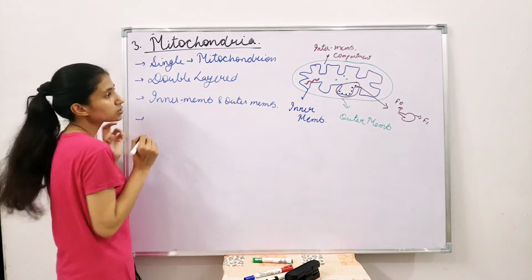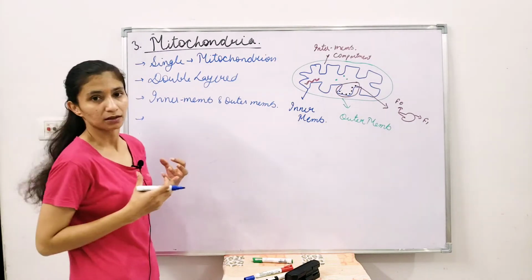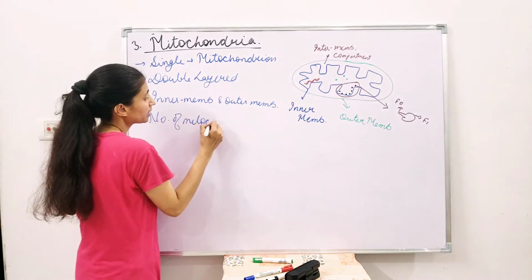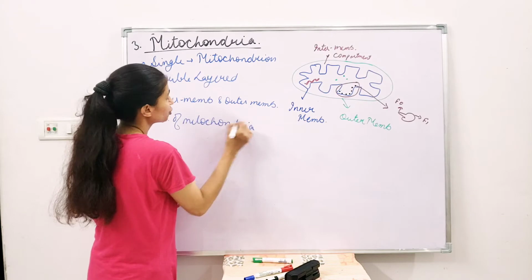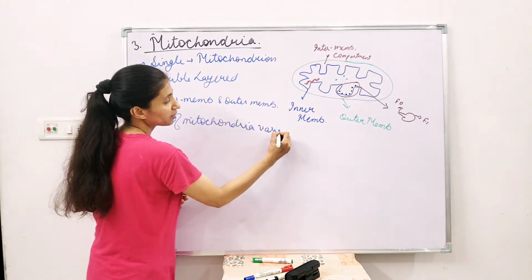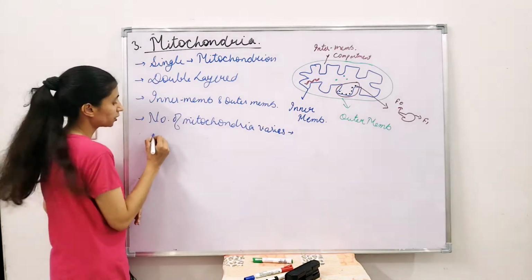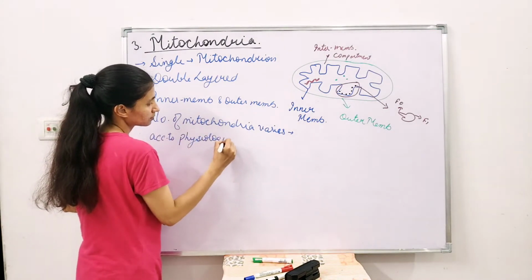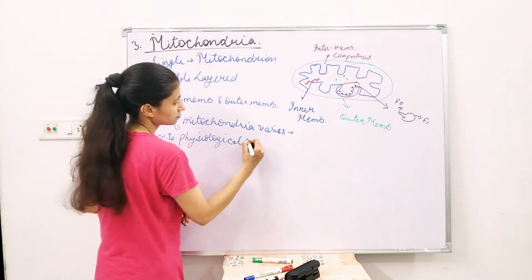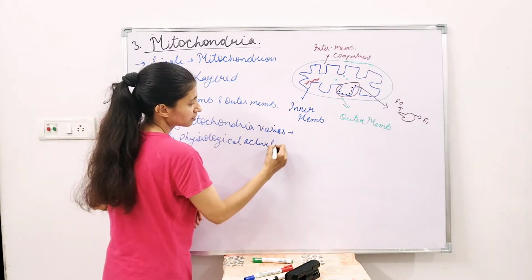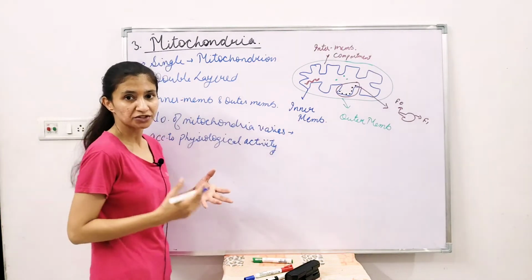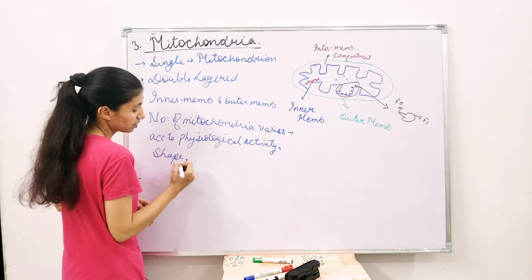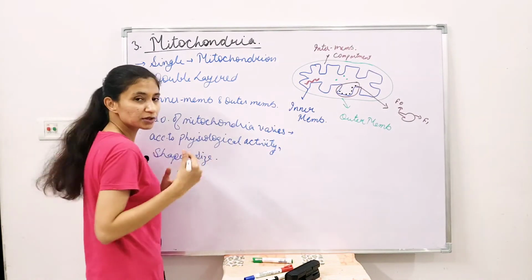If you look at the number of mitochondria, the number actually varies. How does it vary? According to the physiological activity of the cell, which means which activities the cell is performing. Other than that, it also depends on the shape of the cell and the size of the cell. So it depends on that.